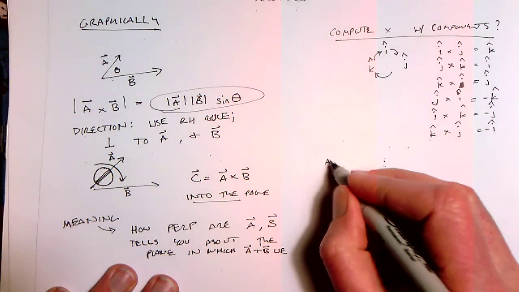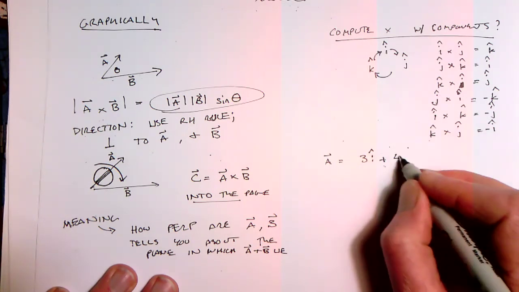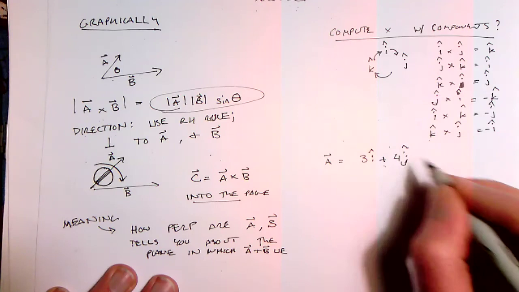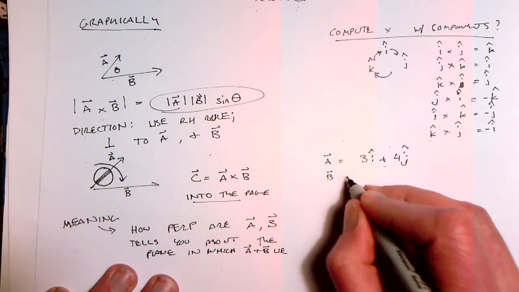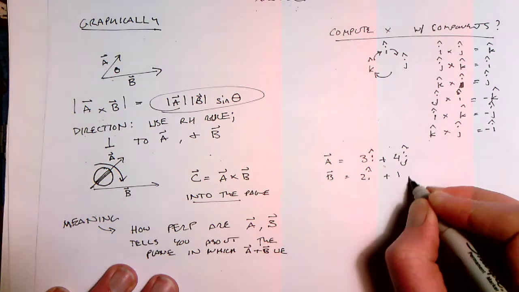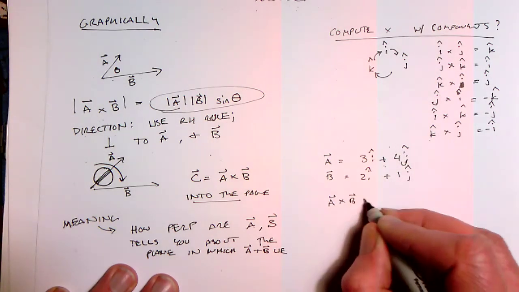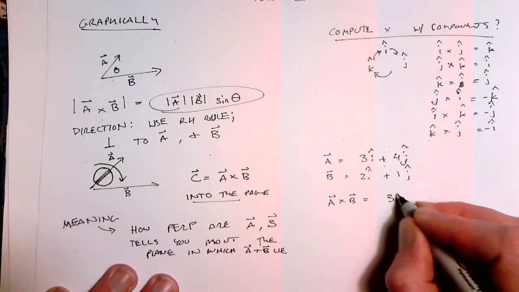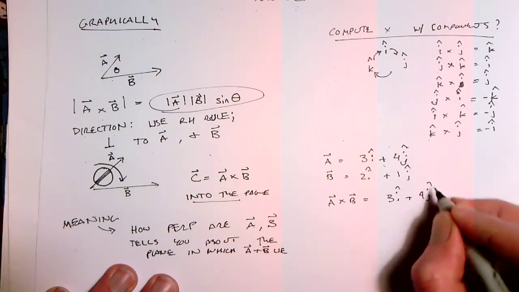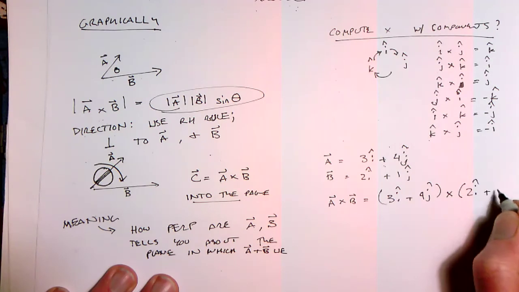Okay. Now, once you've got the components, it's actually relatively easy to just use distribution to figure out what the cross product is. So if I say that A vector is 3 times i hat plus 4 times j hat, and B vector is 2 times i hat plus 1 times j hat, what's A cross B? Well, A cross B is 3 i hat plus 4 j hat cross 2 i hat plus 1 j hat.